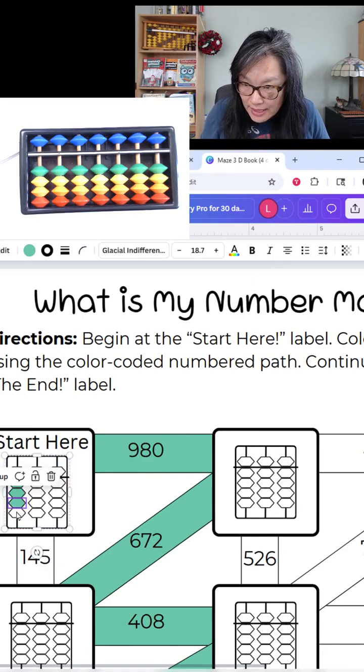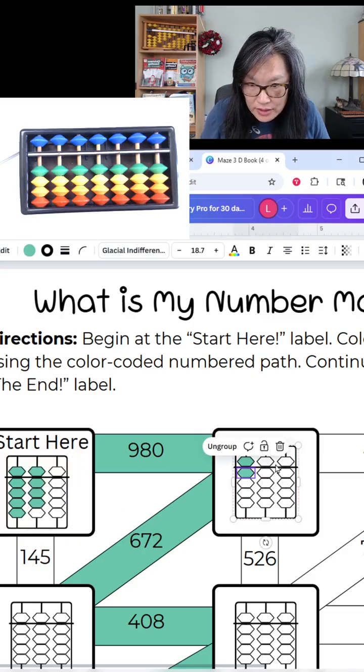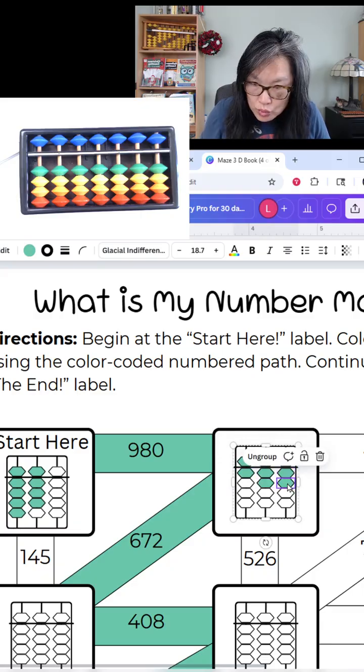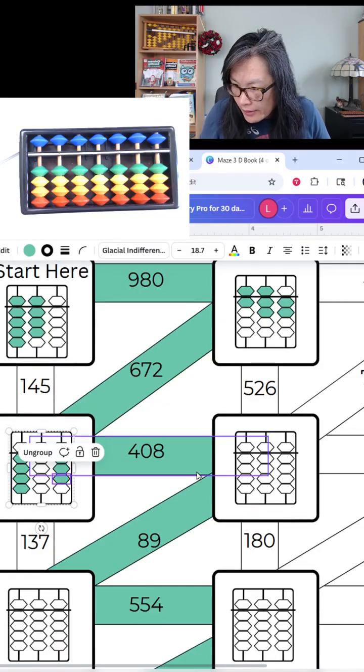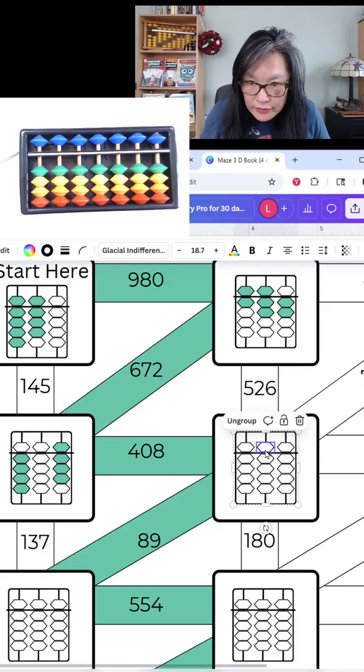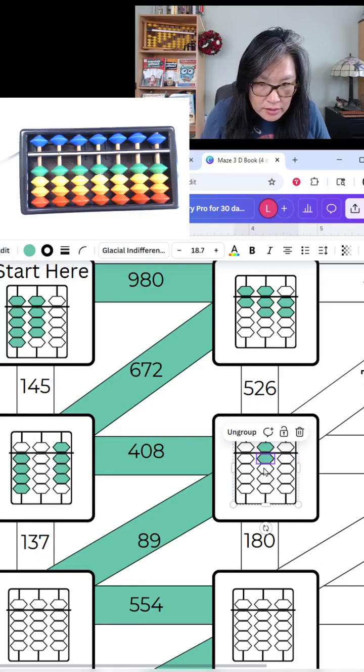And this is 990. This is 80. And then we go over here, and this is 672. And we have 408. And then we have 89.